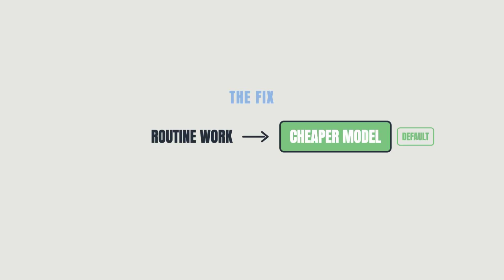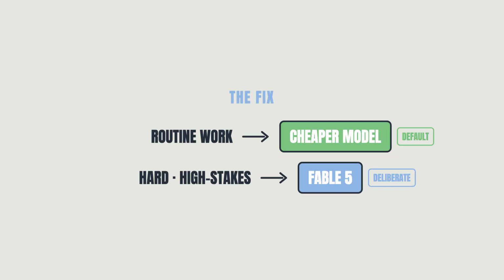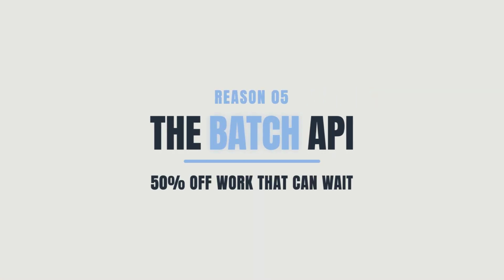Set a cheaper model as your actual default and reach for Fable 5 deliberately only when the task genuinely calls for it. That one habit change alone can cut a team's bill significantly with no real quality loss on everyday tasks. Reason 5, you're not using the batch API for work that doesn't need to happen in real time.